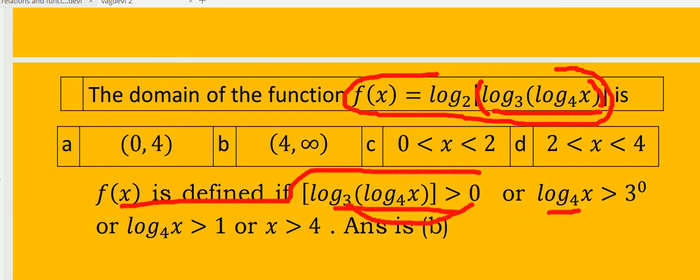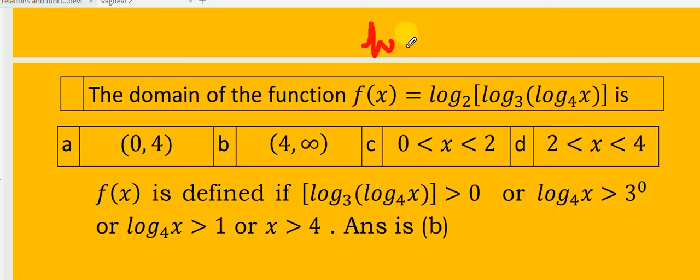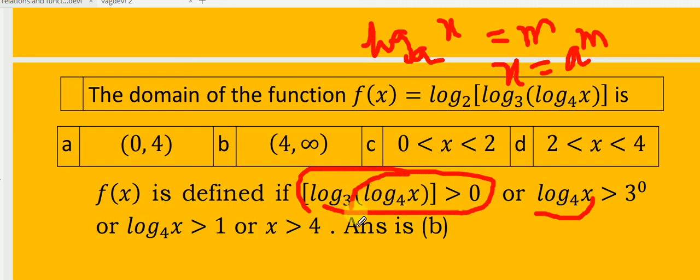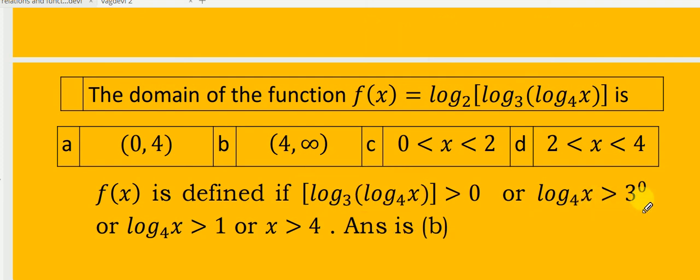Let me explain here. We have log x to base a is equal to m means x is equal to a to the power of m. This is the definition of logarithm. By the definition of logarithm, log to base 3 of log x to base 4 is greater than 0 means log x to base 4, the term inside this bracket, is greater than 3 to the power of 0, because I have 0 here. Here the base is 3, therefore it is 3 to the power of 0.